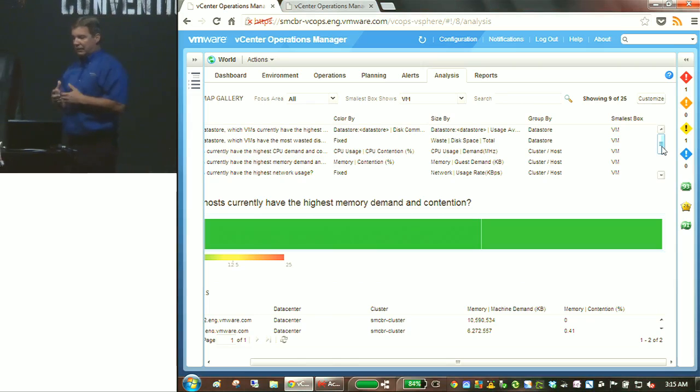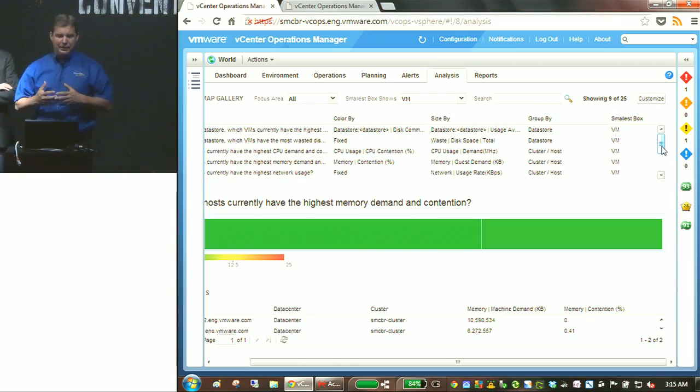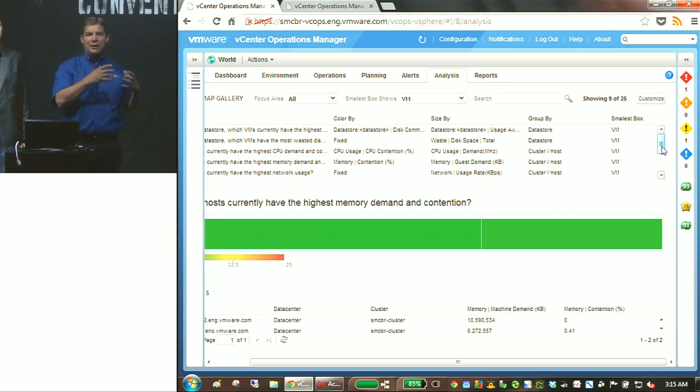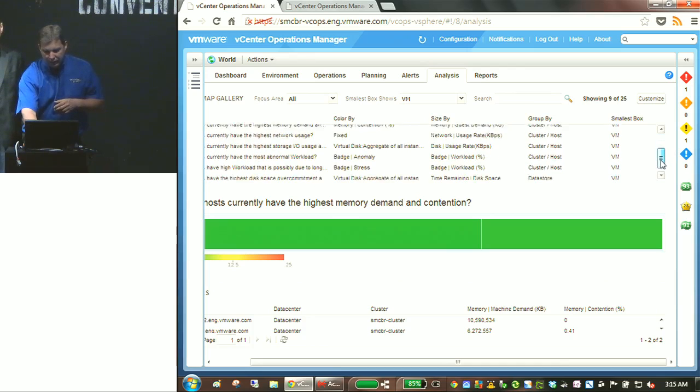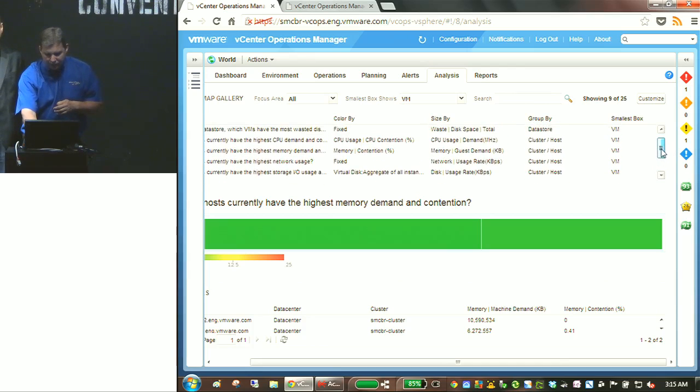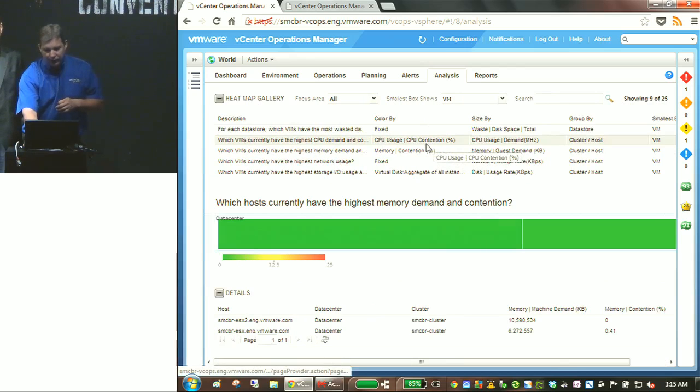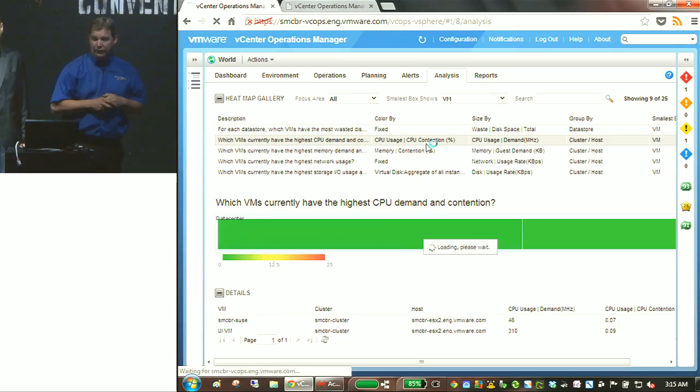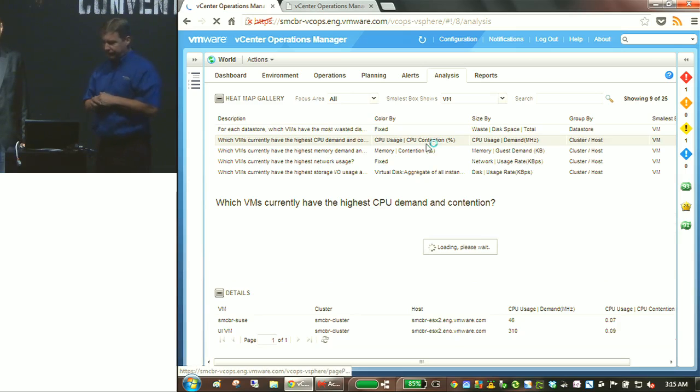That allows me to see quickly who's a villain and who's a victim. If a box is big, it's generating a lot of I/O, and if it's colored, it's being impacted. So let's take one of these as an example. We'll start with CPU. Color by contention, size by demand.